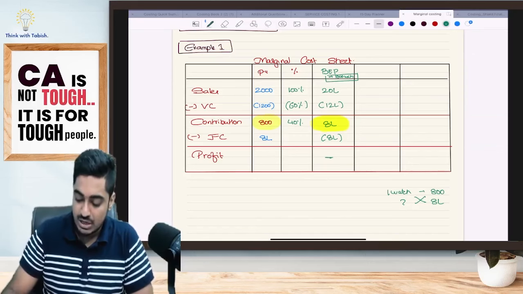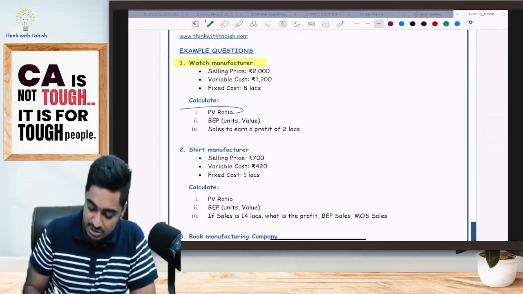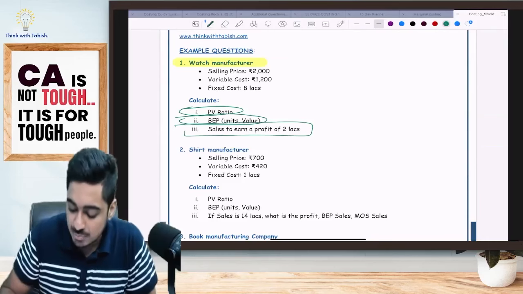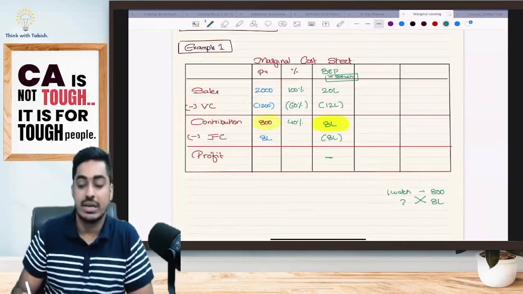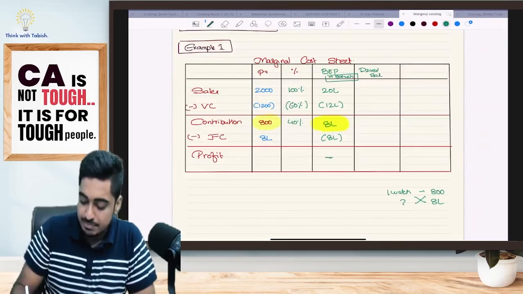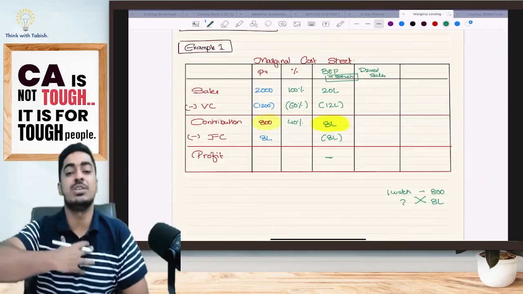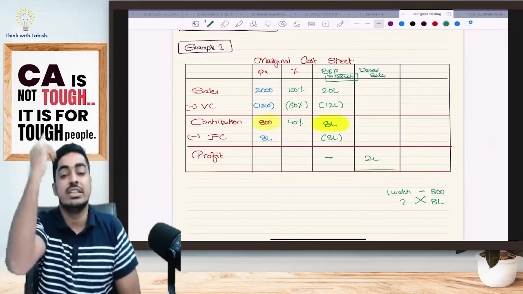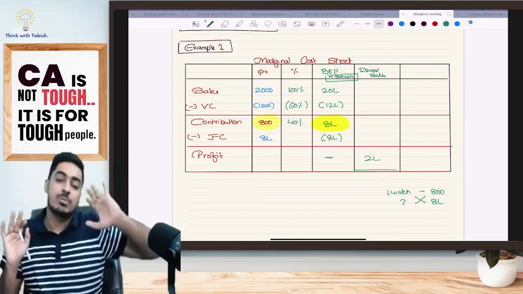Now, look at this. What all is the question asking? PV ratio, okay. BEP, okay. The last thing is sales to earn a profit of 2 lakh. Okay. Desired sales. Pay attention, everyone. Now, how much profit do I want? I am telling that, boss, 2 lakh profit I want. You do anything in the business, by end of the year, 2 lakh profit.